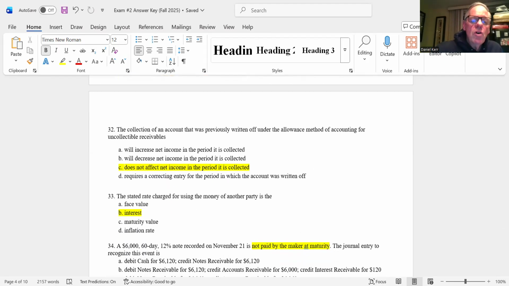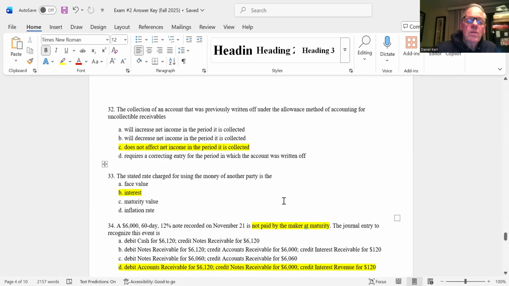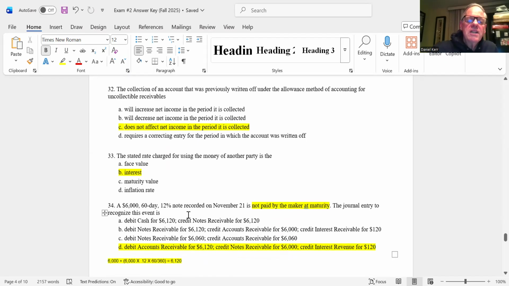33, the stated charge for using the money of another party, that's the definition of interest expense. 34, a 60-day 12% note is not paid by the maker at maturity. So if a note is not paid, we say the note is dishonored. So it ceases to be a note receivable because it ceases to be negotiable.